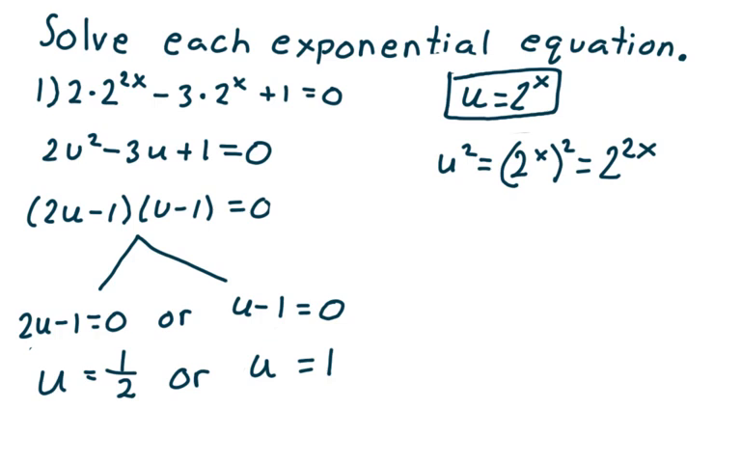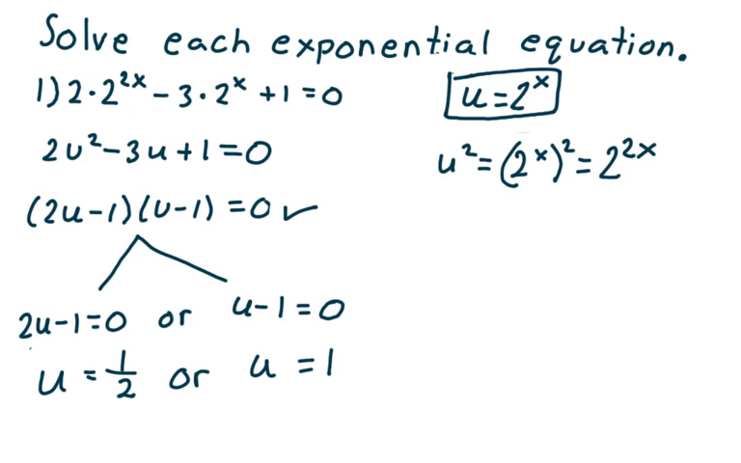If we square both sides, we get u squared equals 2 to the x quantity squared, which is equal to 2 to the 2x. So I want to now rewrite this equation in terms of u and solve for u. And when we do that, we get 2u squared minus 3u plus 1 equals 0. Factoring the expression on the left-hand side, we get 2u minus 1 times u minus 1, and we're going to set that equal to 0. And our goal, again, is to solve for u.